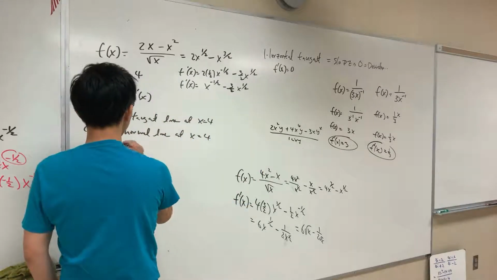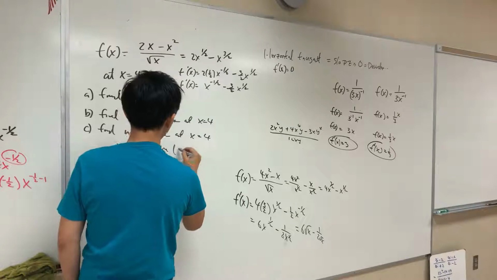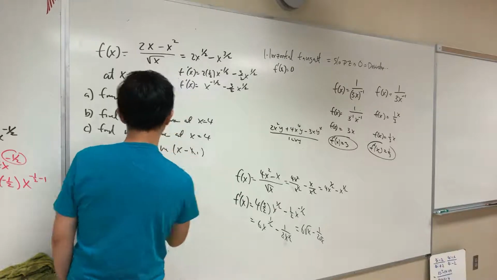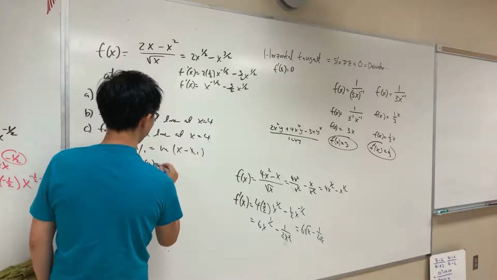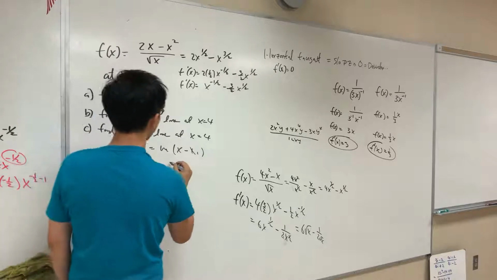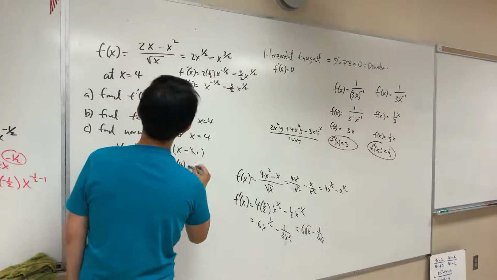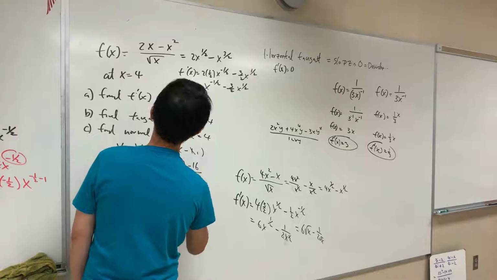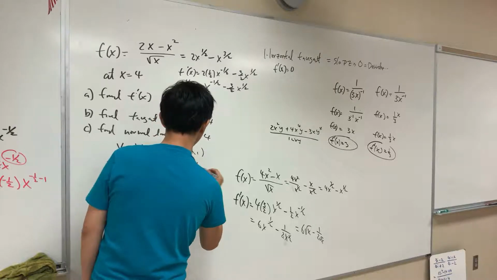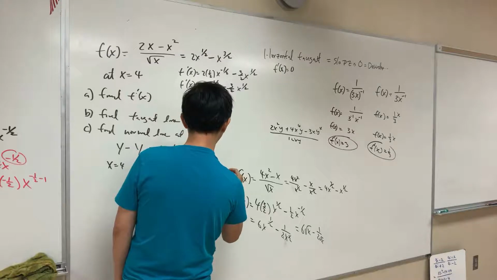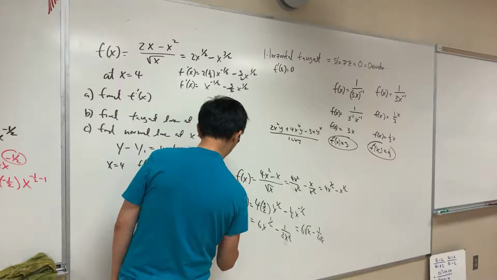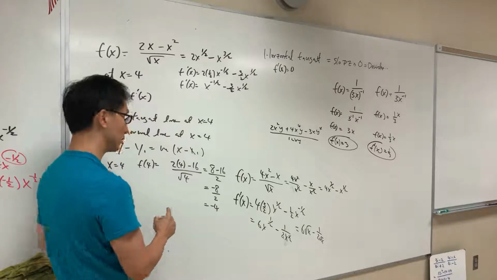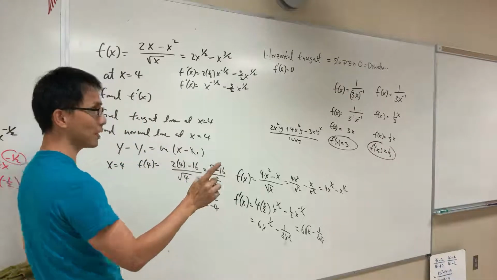Now the equation of a tangent line is y minus y1 equal to m times x minus x1. So I'm going to find the y value. I have x equal to 4. What is f of 4? It's 2 times 4 minus 16, all over the square root of 4. So that's equal to 8 minus 16 over 2, right? Negative 8 over 2, negative 4, right? Did I do it right? Yes. Okay, so negative 4 is my y value, not a slope.